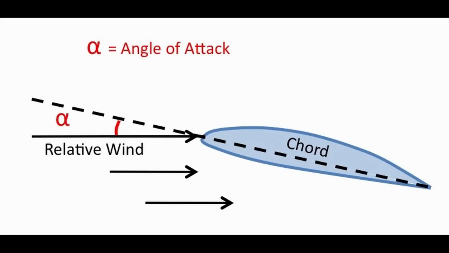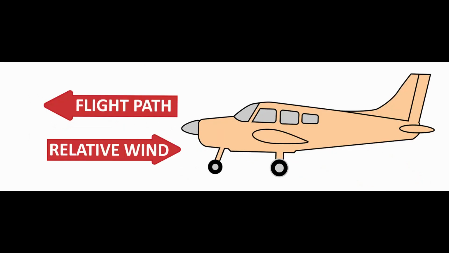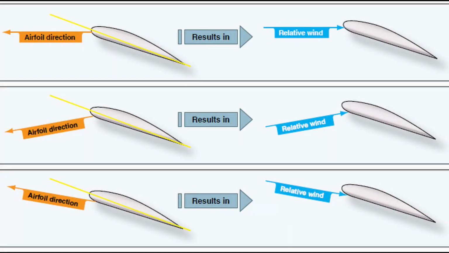Angle of attack is defined as the angle between the chord line and the relative wind. It's important to note that the relative wind is defined as the vector of airflow parallel to the airplane's flight path in the opposite direction. That means it can also come from any direction in relationship to the airfoil.